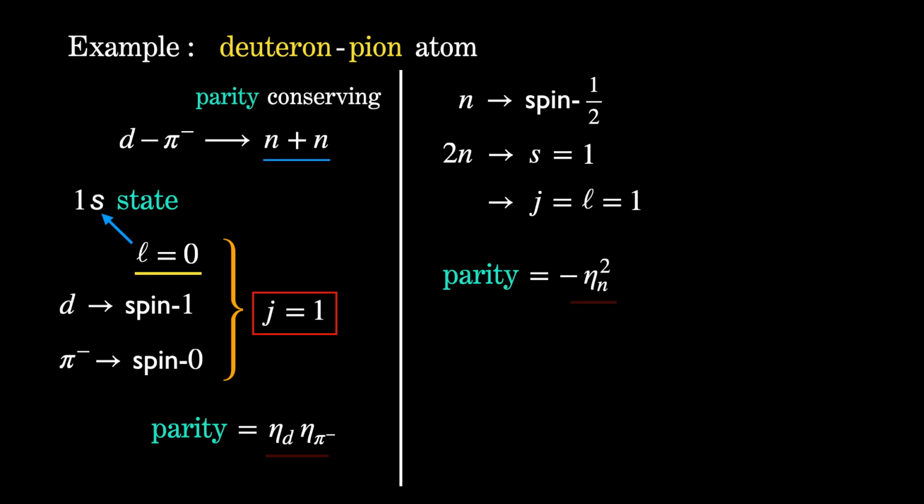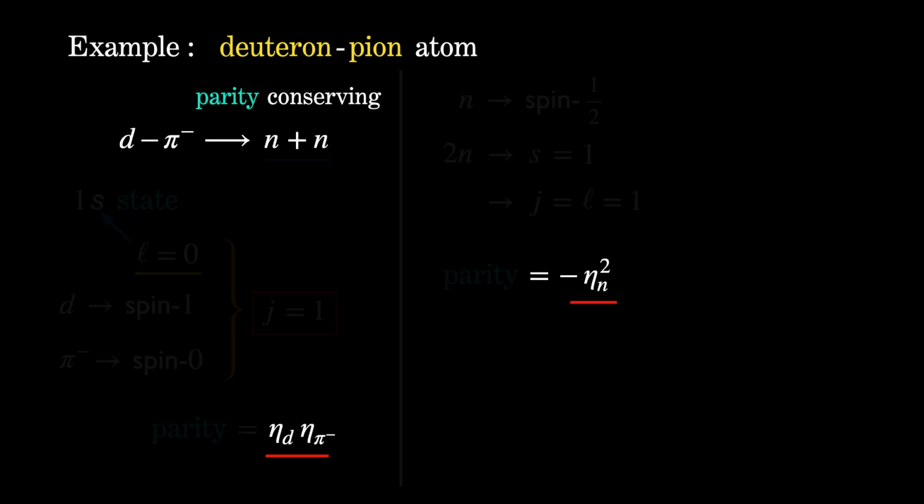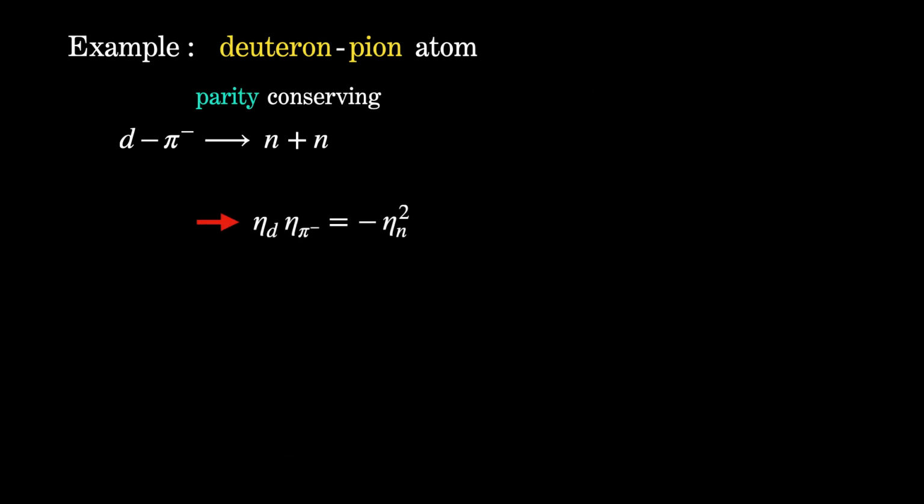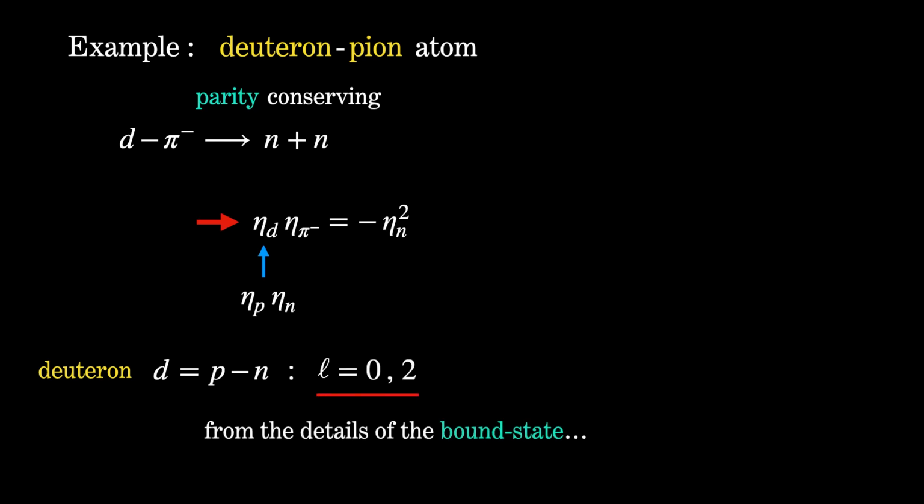Conservation of parity then gives us this equation. This equation relates the intrinsic parities of all the particles involved in the decay above. We can break down the intrinsic parity of the deuteron further, since it is composed of a proton and a neutron. It turns out that this is just the product of the intrinsic parities of these two particles. The reason why the orbital angular momentum between the proton and the neutron doesn't contribute to this parity is because its only allowable values are even.